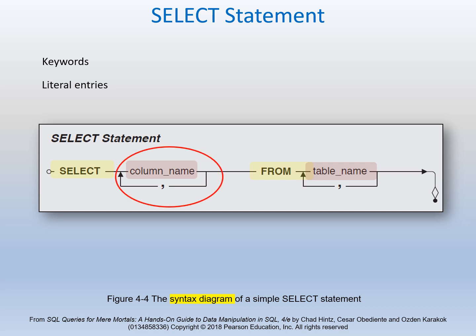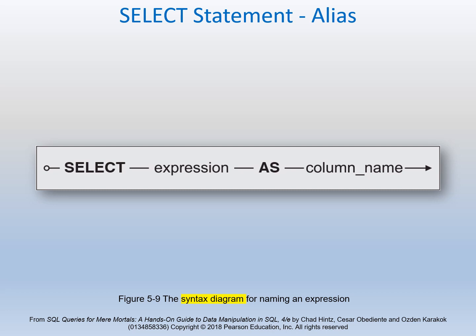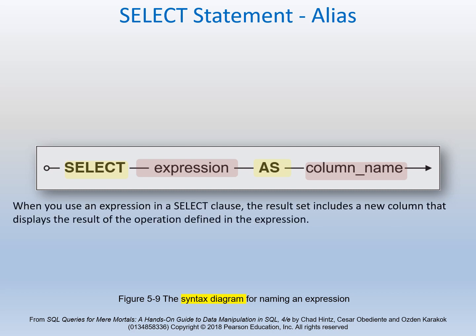We are going to focus on the column name, replacing that with an expression that includes the column name and another column name or a literal, but also includes an operator. The syntax diagram for the select statement with an expression in the place of just a simple column is shown here. The keywords are highlighted in yellow. The expression, column name, and the literals are highlighted in pink.